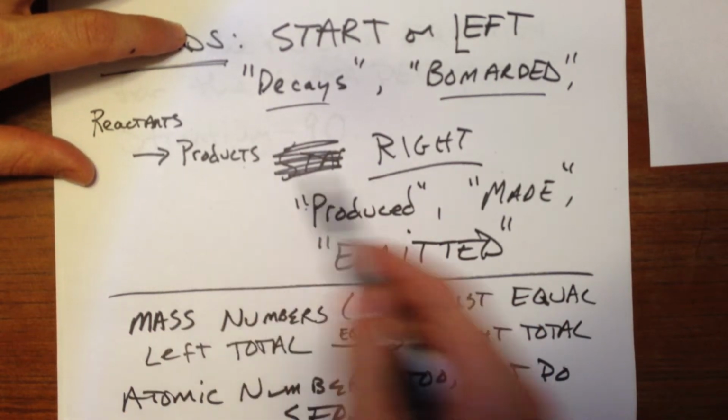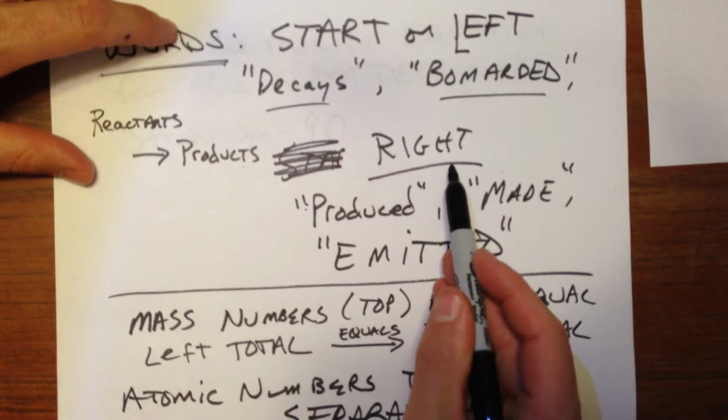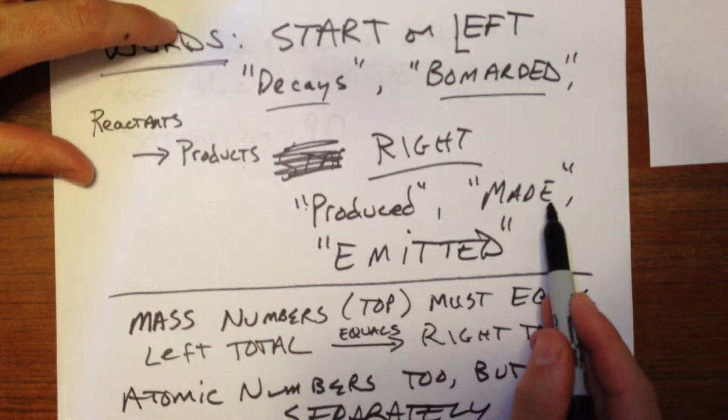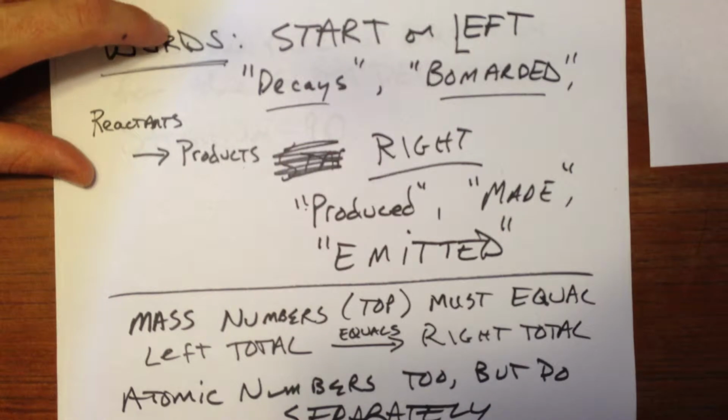As we go to the right, the things that are going to be on the right are things that are produced, things that are made, things that are emitted. So just look for some of those keywords, and we're going to work some examples in just a second.